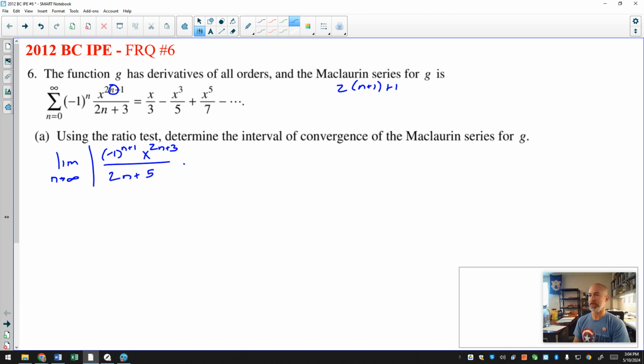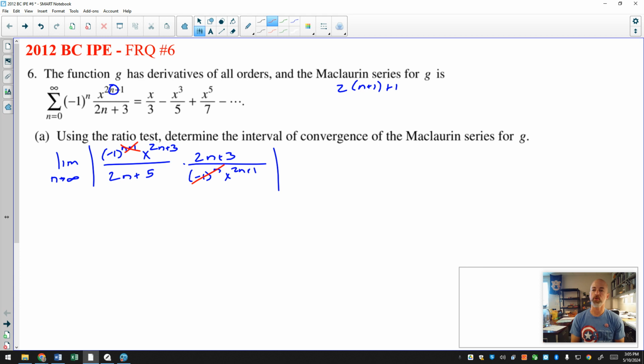And I will multiply by the reciprocal of my original, 2n plus 3 over -1 to the n times x to the 2n plus 1. And now we are going to clean this up. The -1s to the n will cancel all but that one right there. However, the absolute value is going to eventually get rid of that -1 anyway. Do remember to include the -1 to the n in your original ratio.